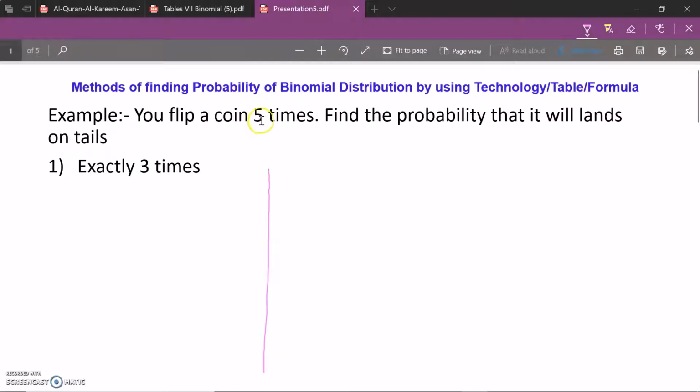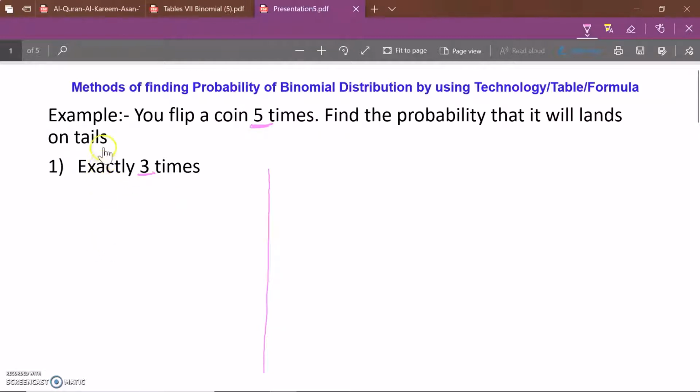We have selected a coin, we have flipped it 5 times, and we want to see what the chance is that it will land on tails exactly 3 times. When I was discussing the concept of a binomial probability distribution, I told you the central question in binomial probability problems: to find the probability of X successes out of n trials. I will explain what I mean by that.